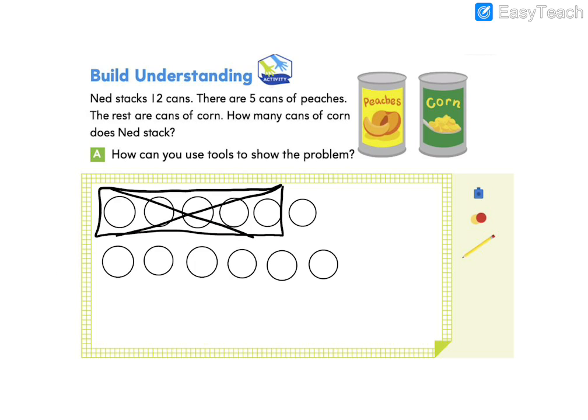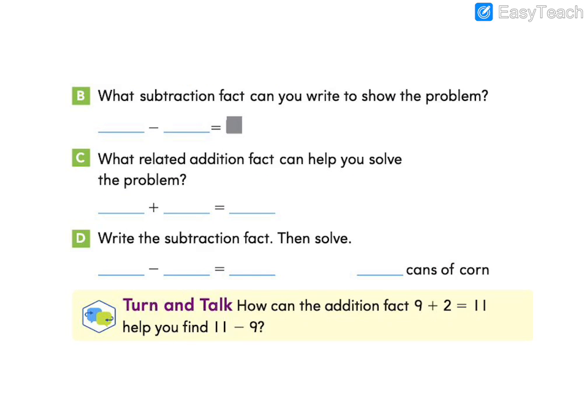Let's take a look at Part B. Part B asks us, what subtraction fact can we write to show the problem? Well, if you remember, we have 12 total cans. And we know that 5 of those 12 cans have peaches. So our subtraction fact would be 12 minus 5 equals our answer. We need to think about our related addition fact to help us solve. Well, we know that one of our addends will be 5, and our sum is 12.